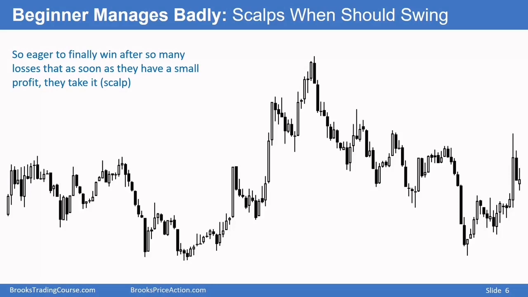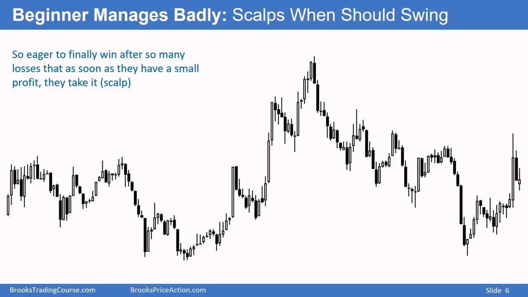Another problem that beginners face is they lose so often, they're taking low probability trades. That means they're probably going to lose, and that means they lose often. When they finally get a profit, they take it immediately. They scalp, forgetting that they need a big profit to offset all of their losses. So not only are they taking low probability trades, losing often, when they finally get a profitable trade, they scalp. Whenever you take a low probability trade, you need a very big reward to offset your low probability. That means you need a swing trade.